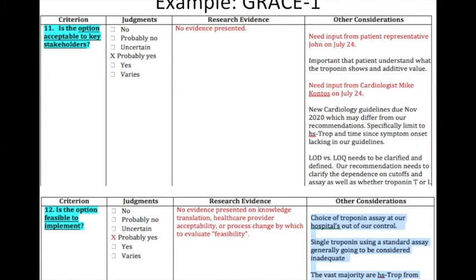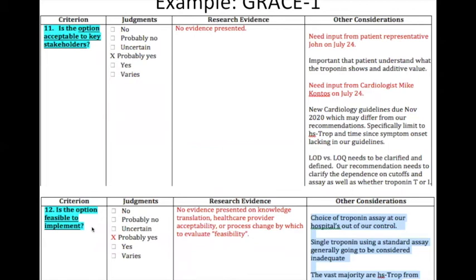John, the patient advocate, did provide some input at some point. There was a cardiologist involved in that group. They looked at some cardiology guidelines that suggested that the recommendations in their world might be different than what we would do in our world, specifically around the utility of high sensitivity troponins and times of onset. So that was addressed by this group.